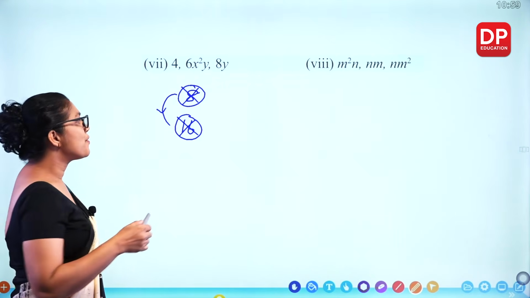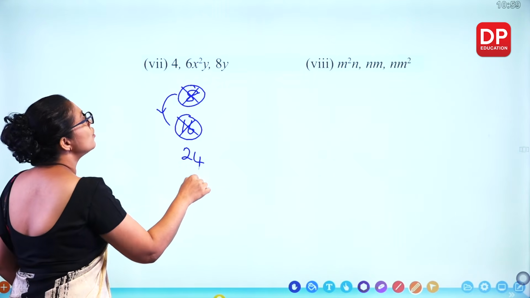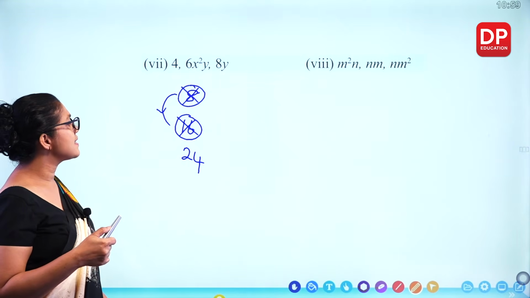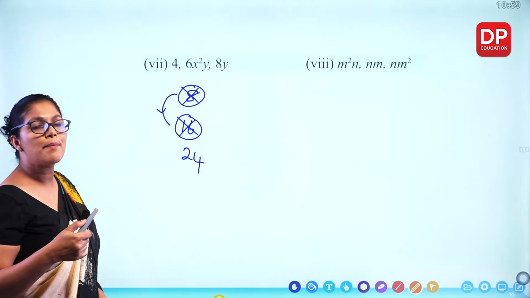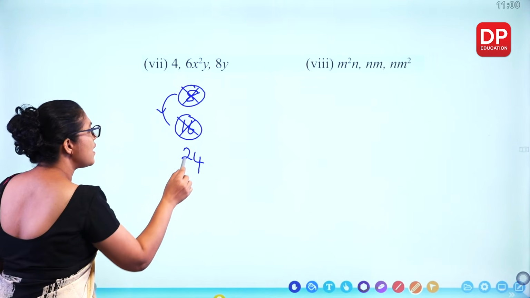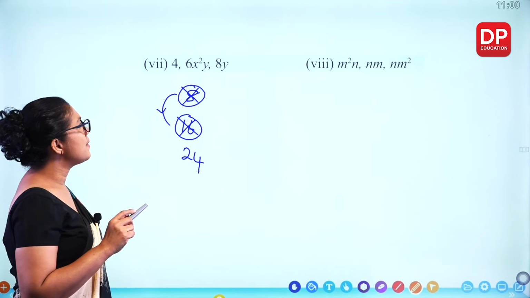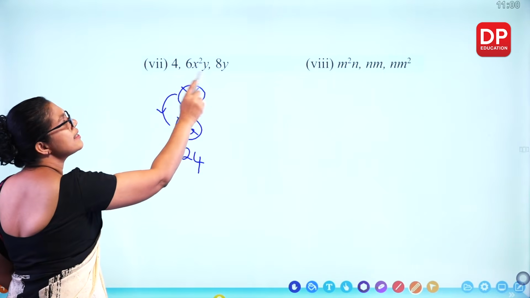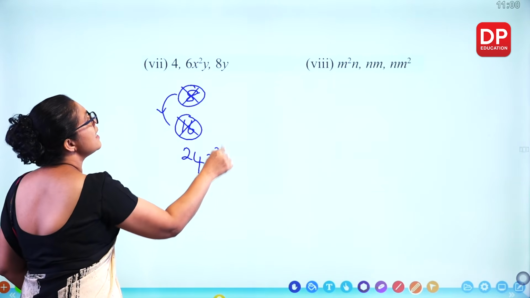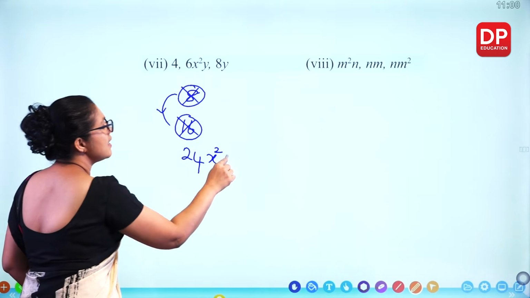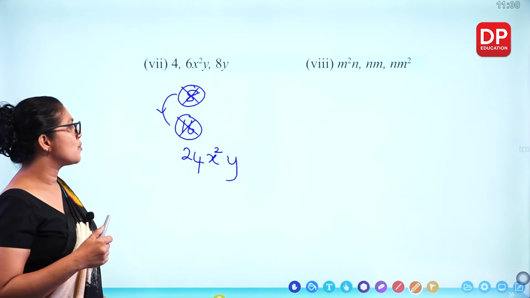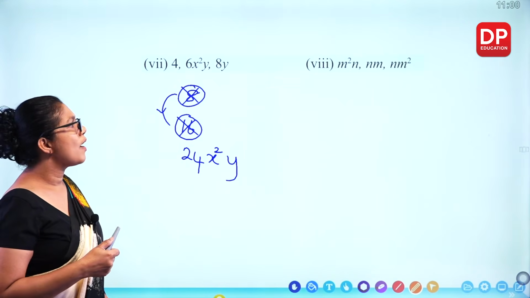8 multiplied by 3, you get 24. So 24 divided by 4, you get 6. 24 divided by 6, you get 4. 24 divided by 8, you get 3. So that means 24 is the least common multiple. And now look at the highest power of the other letters. X squared you are getting. And when you consider y, to the power 1 is the highest power. So you get 24 x squared y.